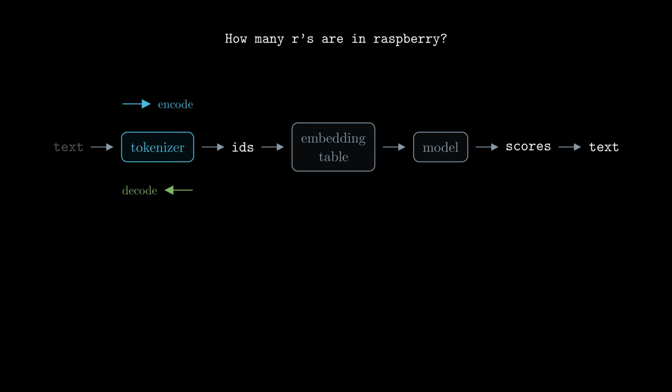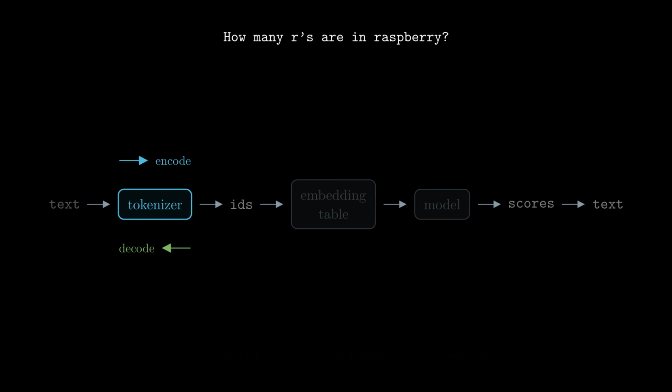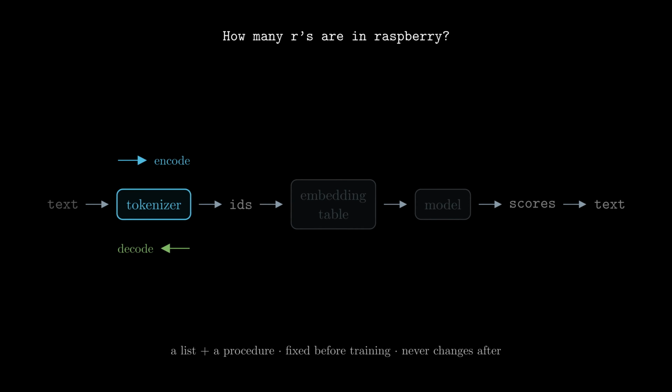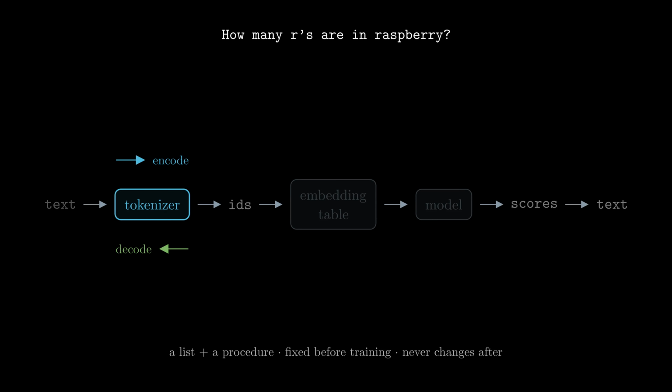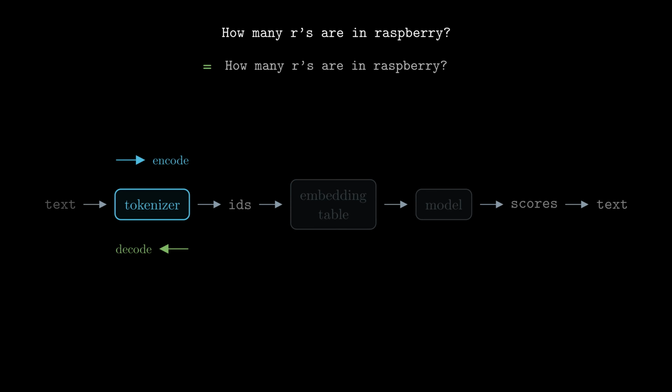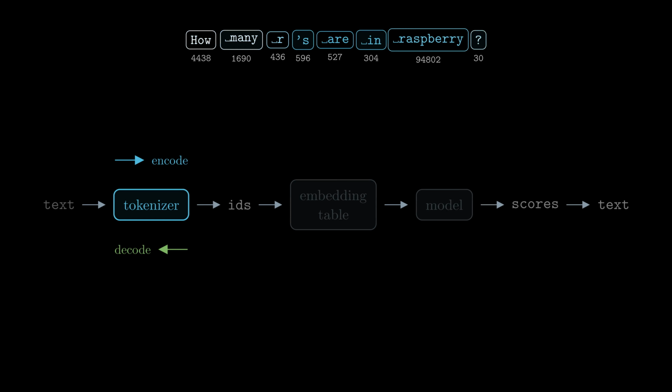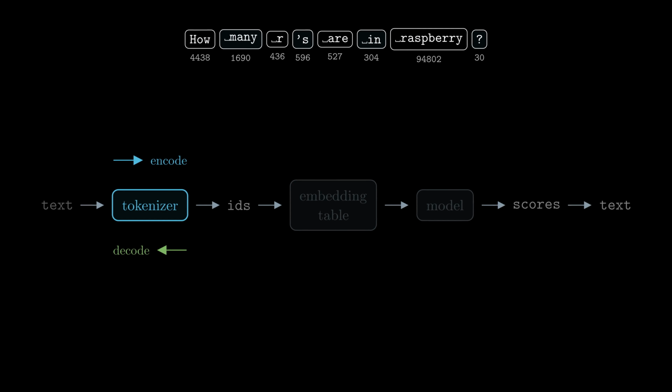Two things to hold on to. First, the tokenizer is not a neural network. It's a list and a procedure, written before the model is trained, frozen forever after. Second, it's lossless. Encode, then decode, and you get back exactly what you typed, to the character. The only question is where the cuts go, and that question turns out to shape everything.